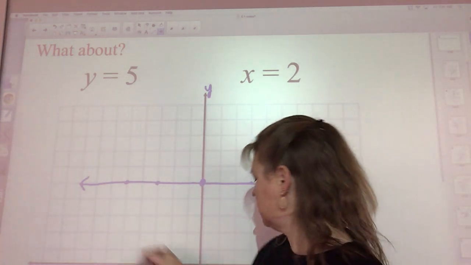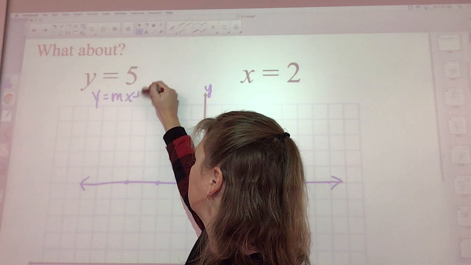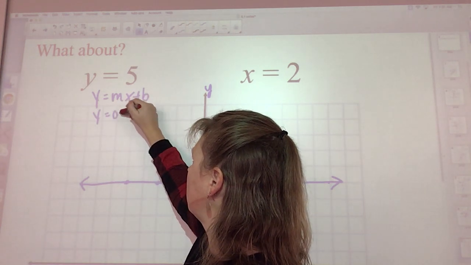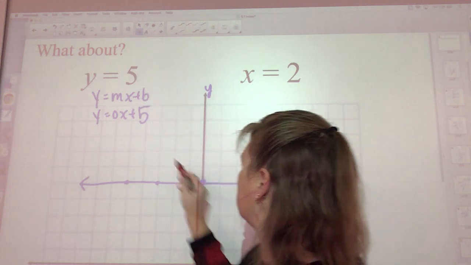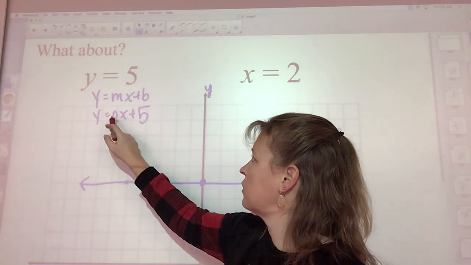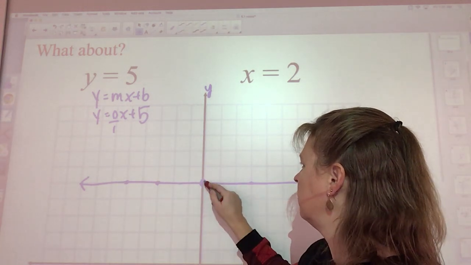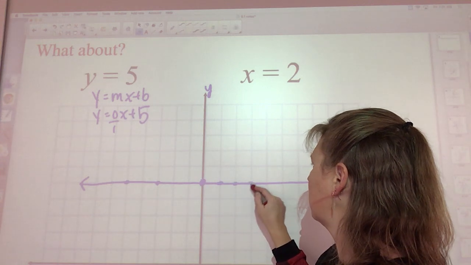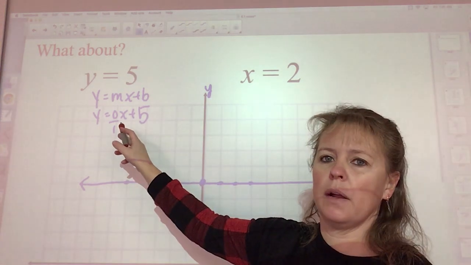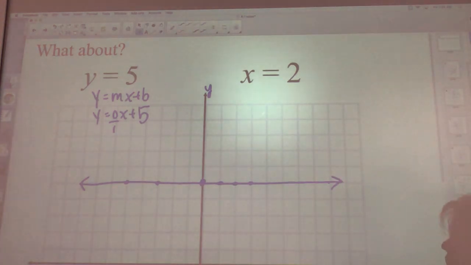Another way people do it is y equals mx plus b. If y equals 0x plus b, which would be 0x plus 5, you start up 5, make your slope rise over run, up 0, meaning you can't move, over 1, up 0, over 1, up 0, over 1. That one you can put in y equals mx plus b form. This one you can't. So you got to do the thinking instead.